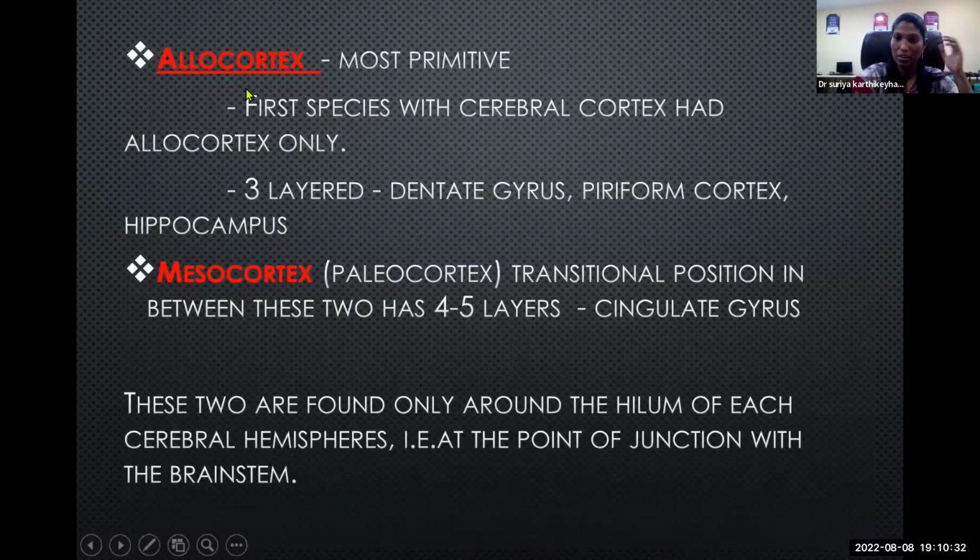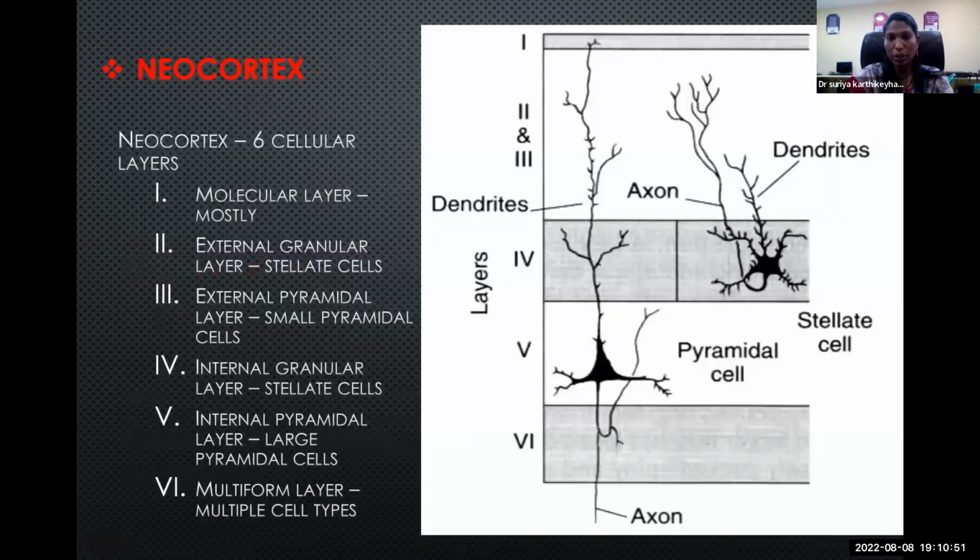Allocortex is the most primitive. It is the first species with the cerebral cortex. It has only 3 layers. In our brain, the dentate gyrus, piriform cortex, and hippocampus are grouped under allocortex. What is paleocortex? These have 4 to 5 layers. The cingulate gyrus has mesocortex. And then the neocortex. I told you, the neocortex has 6 cellular layers. We have stellate cells and pyramidal cells in the neocortex.